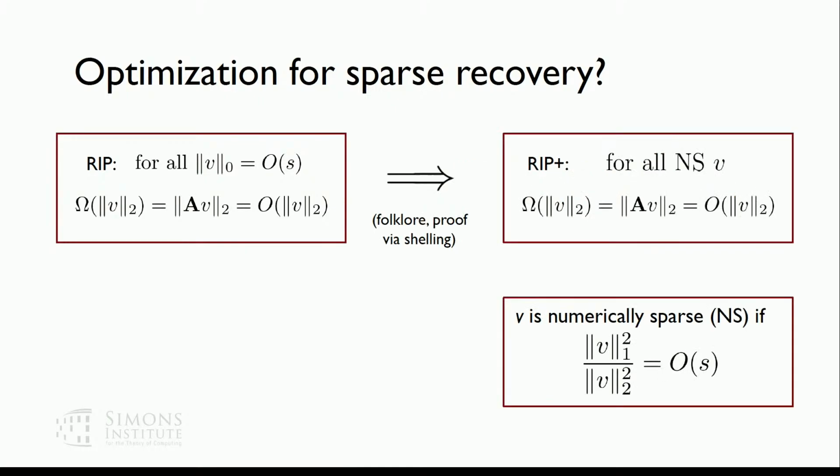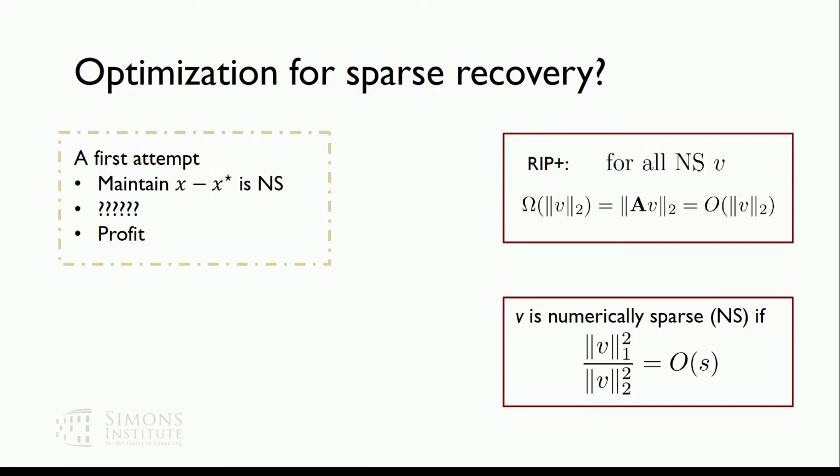Okay, so I can actually do you one better. If you assume your matrix is RIP, it's actually well-conditioned on a larger set of vectors called numerically sparse. Roughly speaking, these are things that have a bounded L1 to L2 ratio. The proof is via some simple shelling argument. I will go into it now.